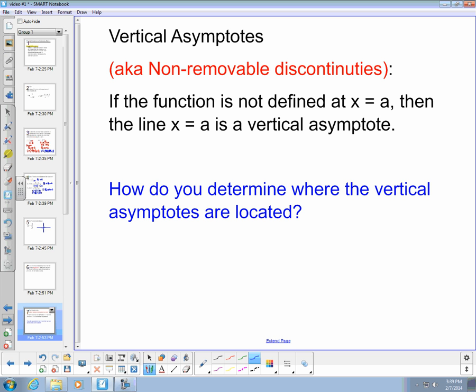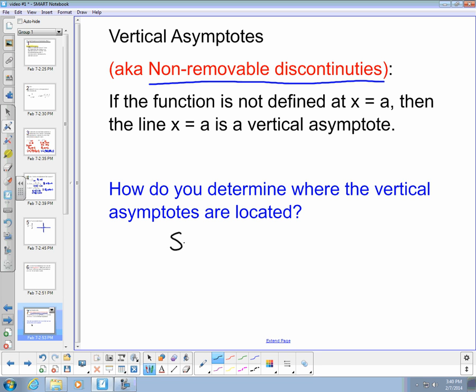Okay, a vertical asymptote is also called a non-removable discontinuity. I want you to highlight that term. Non-removable means there's no way to fix that in the equation. Later on we will talk about removable discontinuities, but vertical asymptotes are non-removable. So if the function is not defined at a certain value, then the line x equals a will be a vertical asymptote.